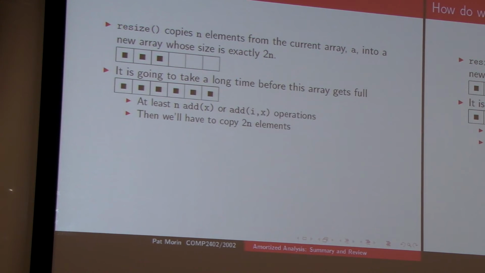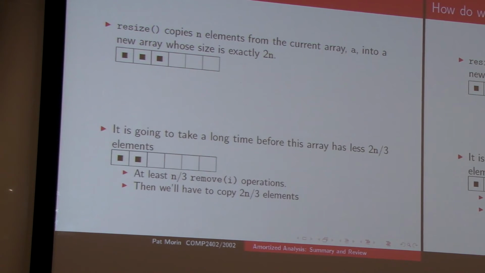So that's what happens if the thing becomes full. On the other hand, we may also resize if the thing becomes too empty. And if it becomes too empty, that's because we deleted, if n is the number of elements originally there, a third of them, and then we'll have to copy 2n over 3 of them. Is that clear?